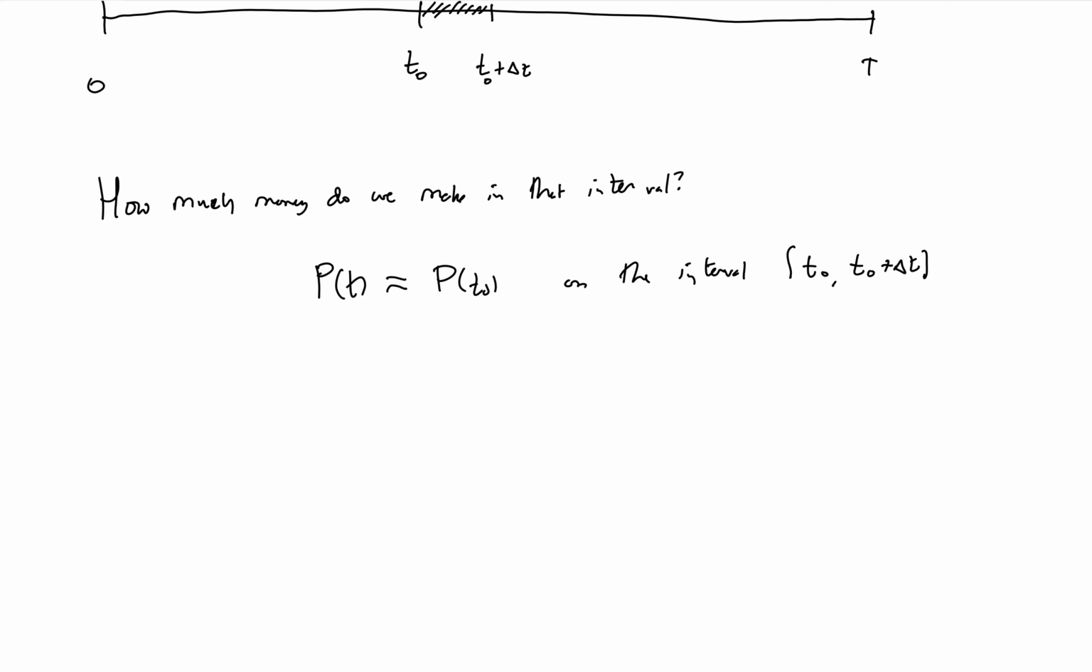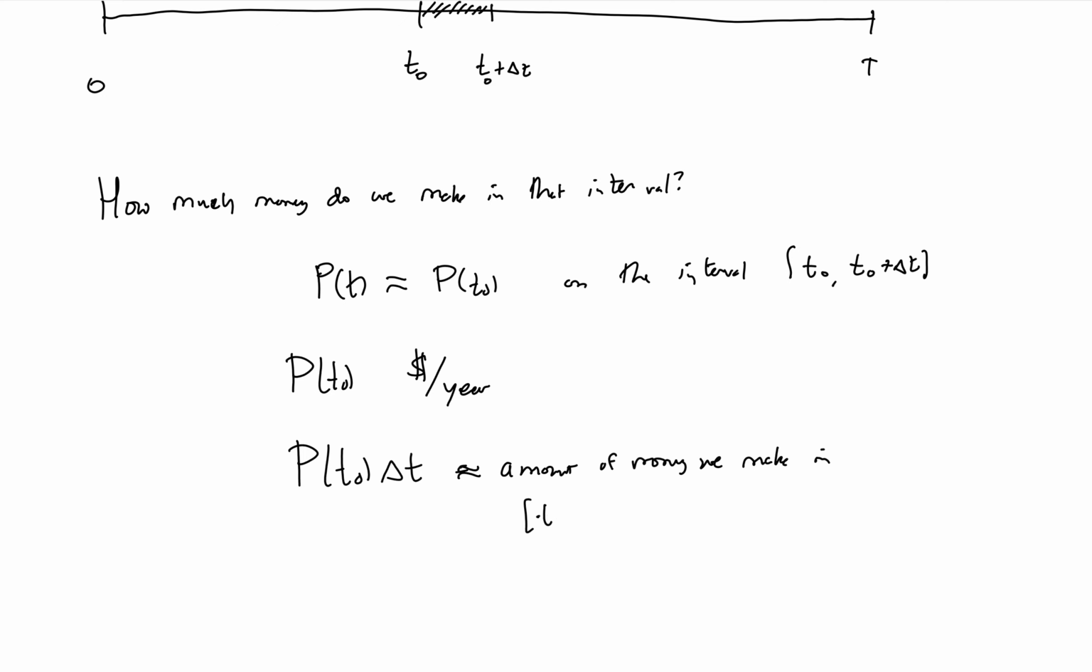So to think about how much we make in that, remember that P of t0 is in dollars per year. So it's dollars per unit time. To get a dollars amount, we want to multiply by a unit of time. So it should be P of t0 times the amount of time we have, which is delta t. So this is approximately the amount of money we make in the interval t0 to t0 plus delta t.